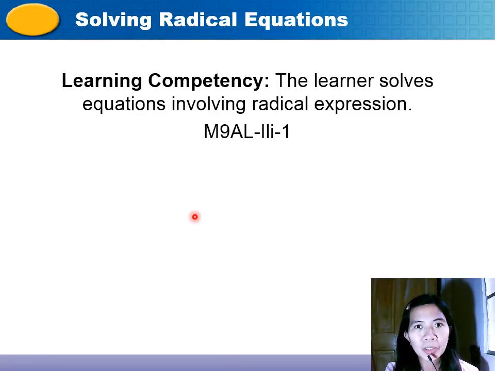Hello, grade 9 learners. This topic is about solving radical equations. The learning competency for this topic is that the learner solves equations involving radical expressions.